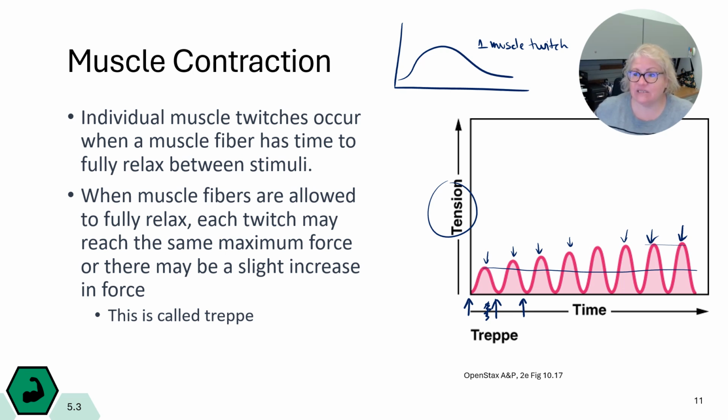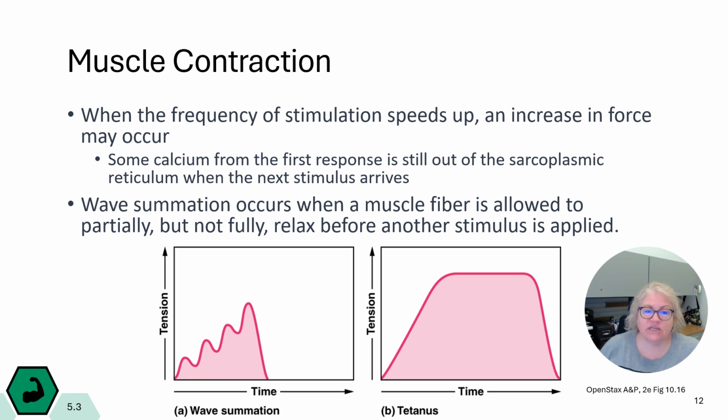What happens is when we increase that, we don't get all the calcium back into the sarcoplasmic reticulum. So if we have more calcium out there, then we can get a little bit stronger contraction because we have more concentration of calcium. Even though we're allowing the muscle to fully relax, all the calcium may not get back in there. That's called treppe. Treppe means stair step, and it looks kind of like a stair step. So when the frequency of stimulation speeds up, an increase in force may occur. Some calcium from the first response is still out of the sarcoplasmic reticulum when the next stimulus applies.